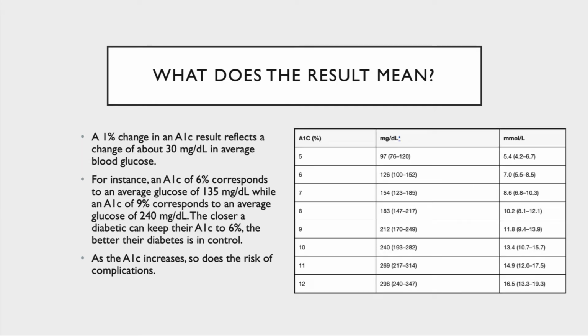And what does that result mean? Well, we know that a 1% change in an A1C reflects a change of about 30 milligrams per deciliter in average blood sugar. And so if you look at this table on the right, you can see that an A1C of 6%, second row there, represents an average blood sugar of 100 to 152, and the mean of that is 126, which, by the way, just happens to be the magic number for making the diagnosis of diabetes.